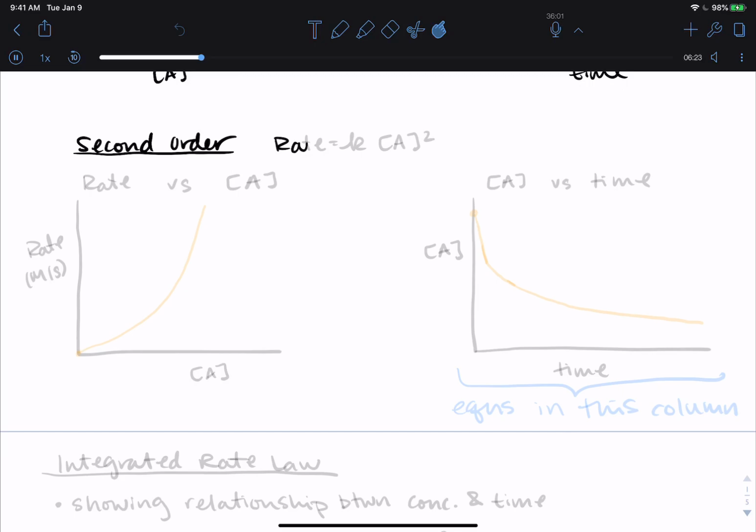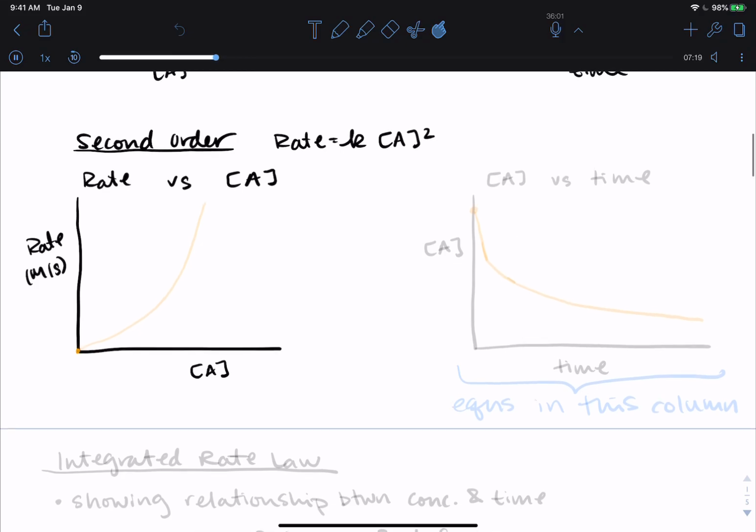So now we're at rate equals k[A] squared. We're going to do the same plots. So rate versus concentration of A, rate again in molarity per second. So this time, it's still a dependence, right? As my concentration of A increases, the rate of my reaction increases, but now it's to the second power. So where my first order reaction looked like a y equals x plot, this is going to look like a y equals x squared plot, right?